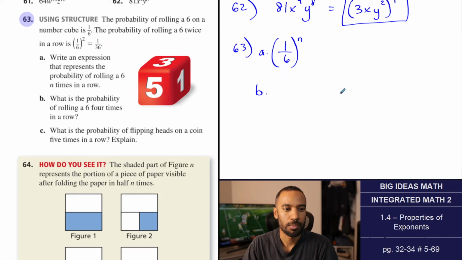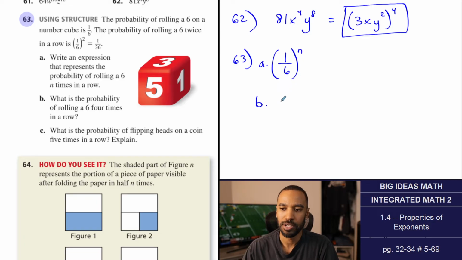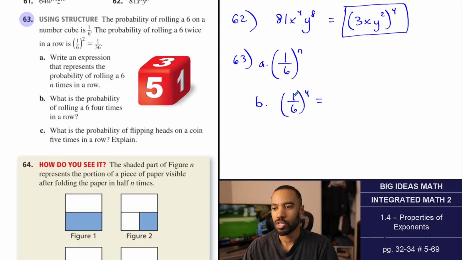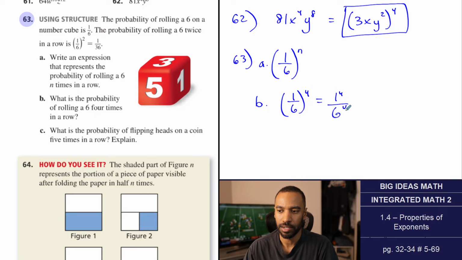Part B. What is the probability of rolling a 6 4 times in a row? That's 1/6 to the 4th power, which is 1 to the 4th over 6 to the 4th. 1 to the 4th is 1, and 6 to the 4th is 1296, I think.